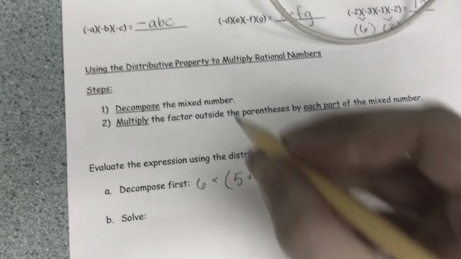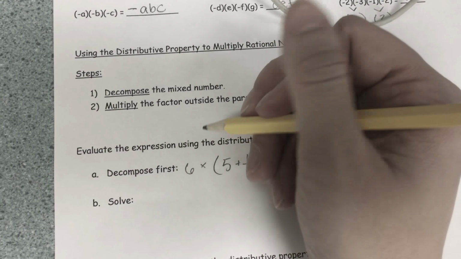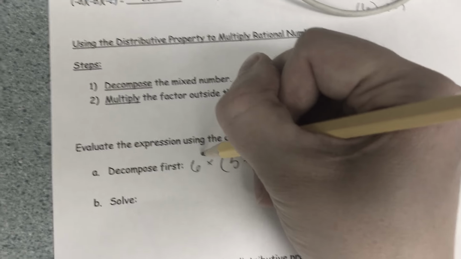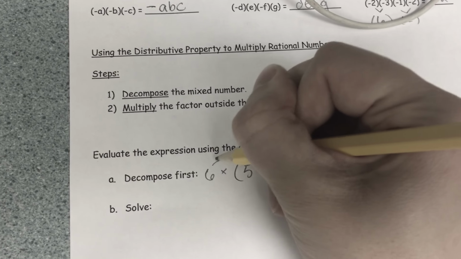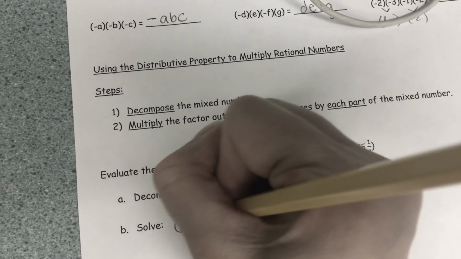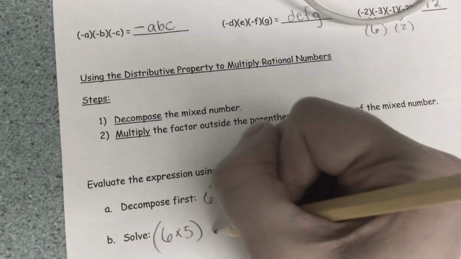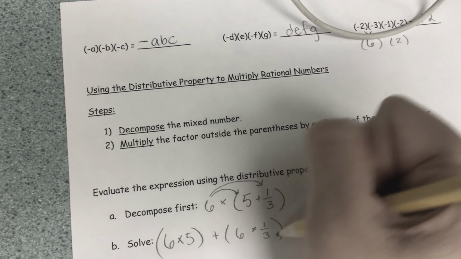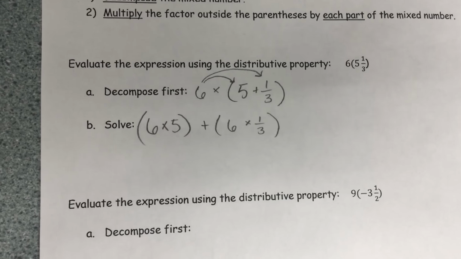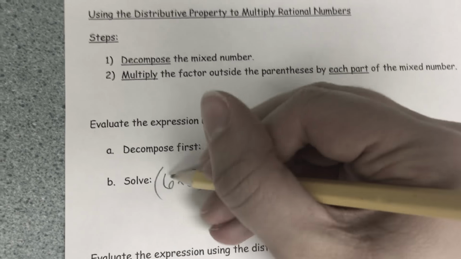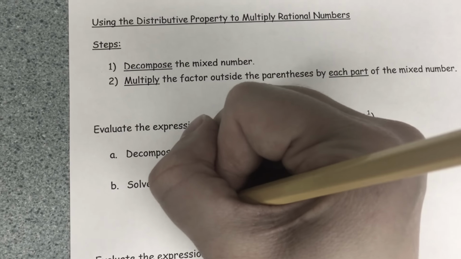All right, now I'm going to use the distributive property, which is also on your green sheet if you need to reference it. That means we can apply this 6 when we multiply it to both numbers. So 6 times 5 plus a 6 times 1/3. Okay, well, 6 times 5, that is 30.